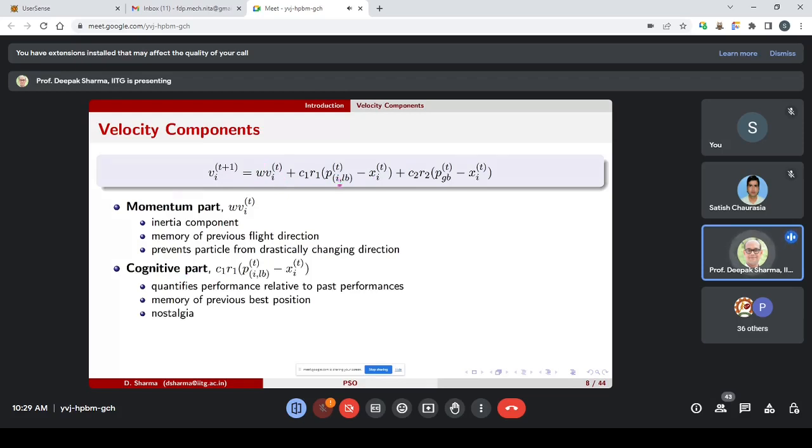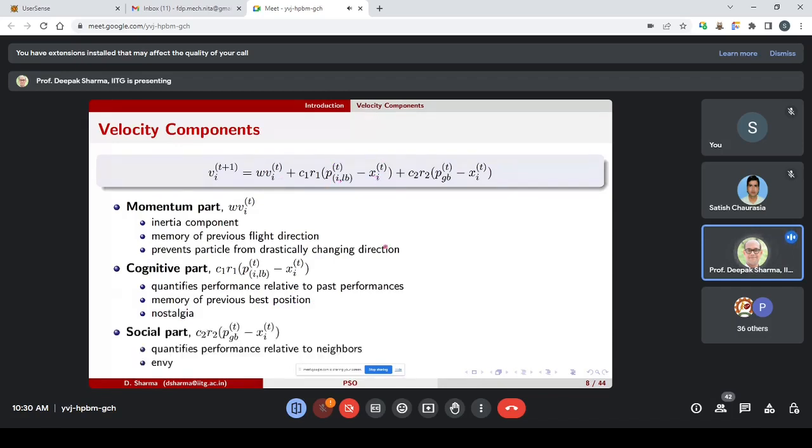Why cognitive part? Because of the current position x_i^t, this is the current position of the particle, and if I take the difference, this is the vector difference between the two components and the same particle's local best. So this says how far this particle is from its local best in the last t iterations. So basically it is telling us the memory of the previous best position. We refer to it as nostalgia, because this particle is always looking towards the local best of its own.